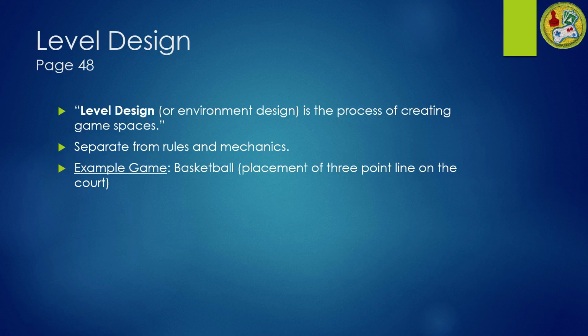Our example game comes from the book. In basketball, the placement of the three-point line on the court is a product of level design, while what happens at the three-point line is a product of the rules.